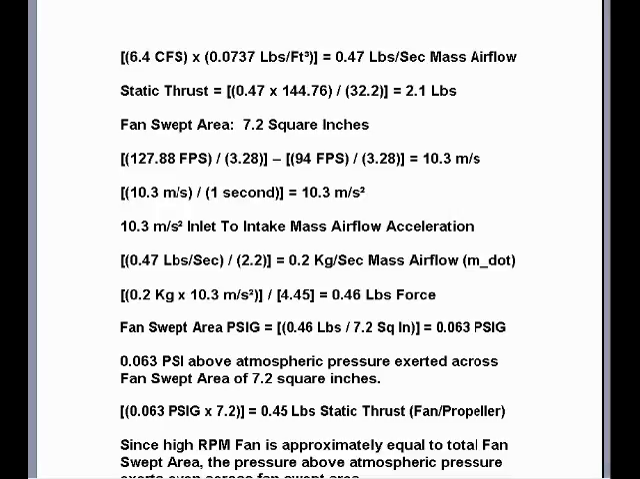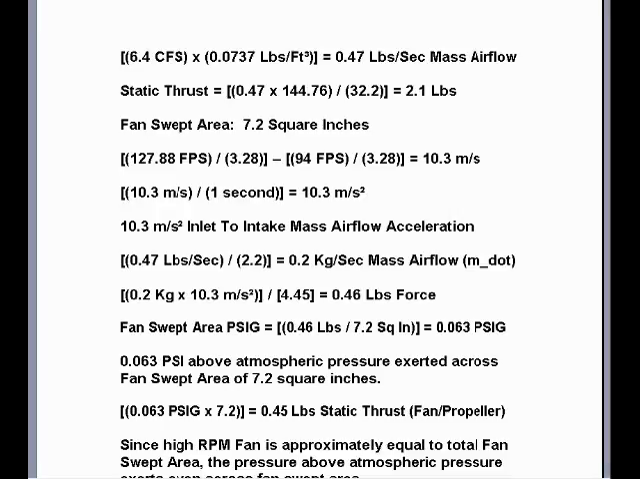We then convert that mass airflow from pounds weight airflow per second into kilograms mass per second mass airflow, represented by m dot. So 0.47 pounds per second mass airflow divided by 2.2 equals 0.2 kilograms per second mass airflow.